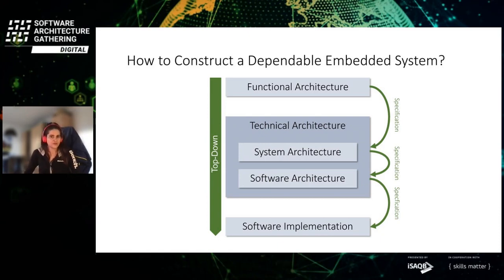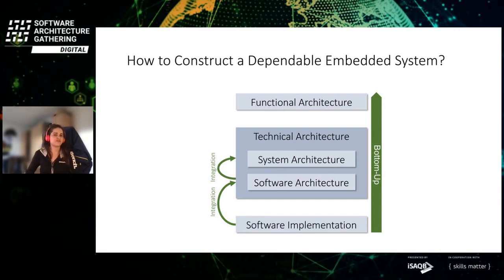So in general, you start with the functional architecture and refine this to the technical architecture via specification and respective analyses that have to be performed. And from the system architecture, also the software architecture is realized, and also the other way round. So this is a combination of top-down and bottom-up analysis.